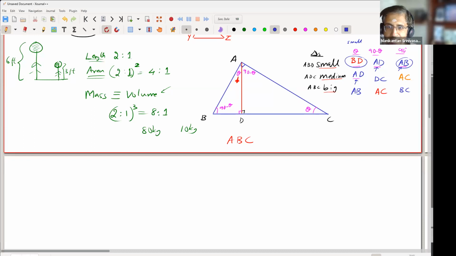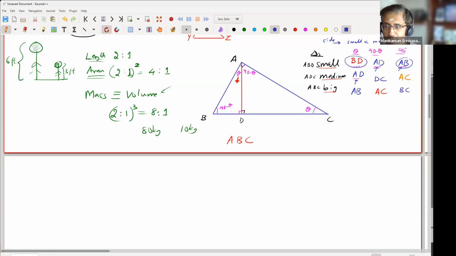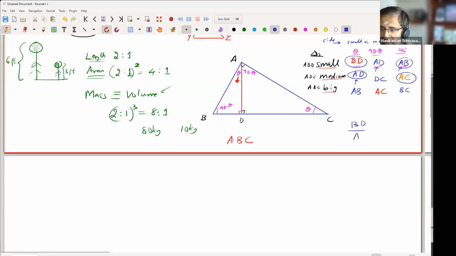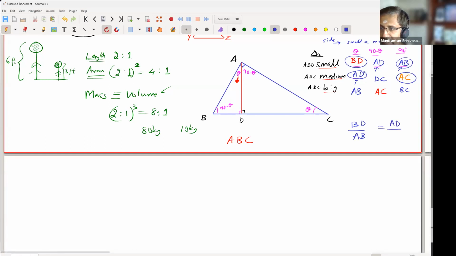In the way I have drawn this triangle, theta is smaller than 90 minus theta, and therefore this is medium. These are side lengths, so side lengths are in this order. So suppose I compare the small triangle and the medium triangle, and I want to compare the small side versus the largest side. So I can write BD upon AB is AD upon AC.